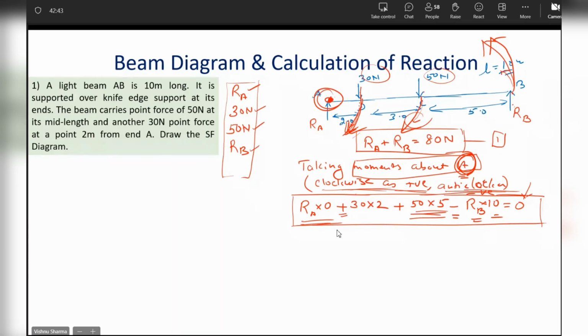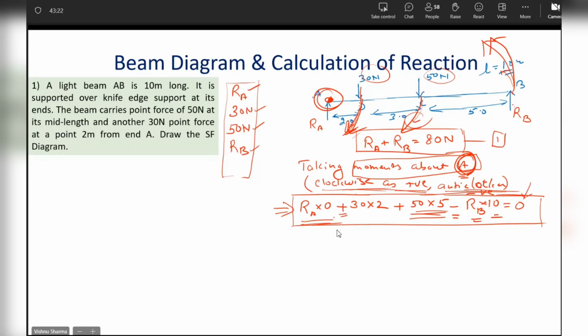Then I said these moments, some of them are trying to rotate the beam about A in the clockwise direction. That is 30 Newton moment and 50 Newton moment. Some moments, that is the moment of RB, is trying to rotate the beam in the anti-clockwise direction about A. But since my beam is neither rotating in the clockwise direction nor in the anti-clockwise direction, that means the resultant of these moments must be zero. Yes or no, guys? Yes. And this gives me the value of RB.